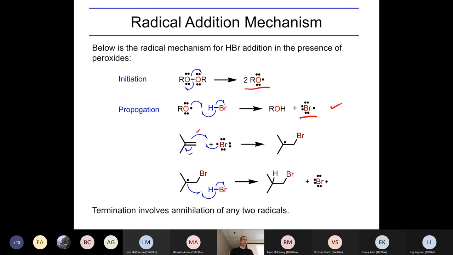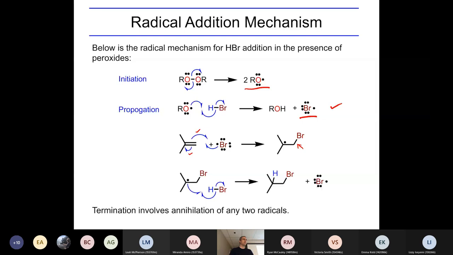That's two electrons that are the pi bond. One of those electrons goes and couples with the electron from bromine to make this C-Br bond. The other electron goes on to the other carbon. So you can think of the bromine atom coming, adding to the alkene, and leaving a radical on one side or the other of the double bond.